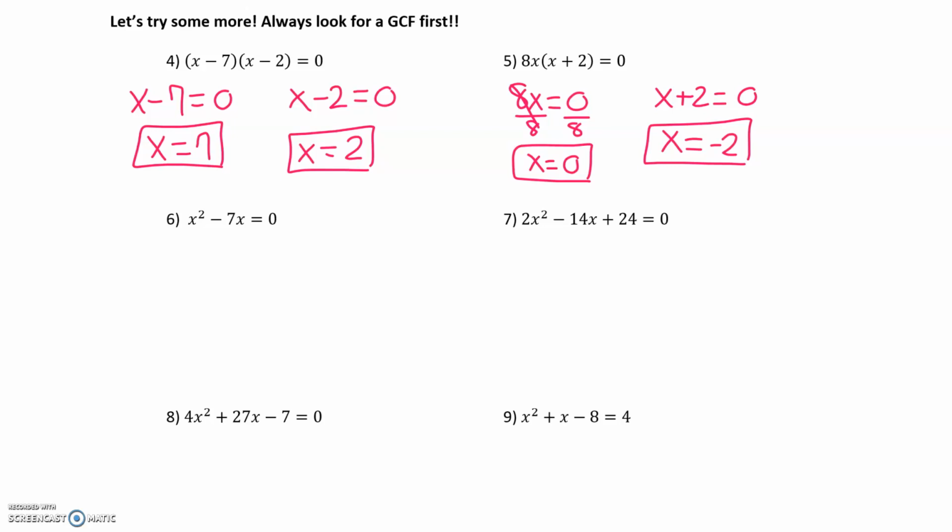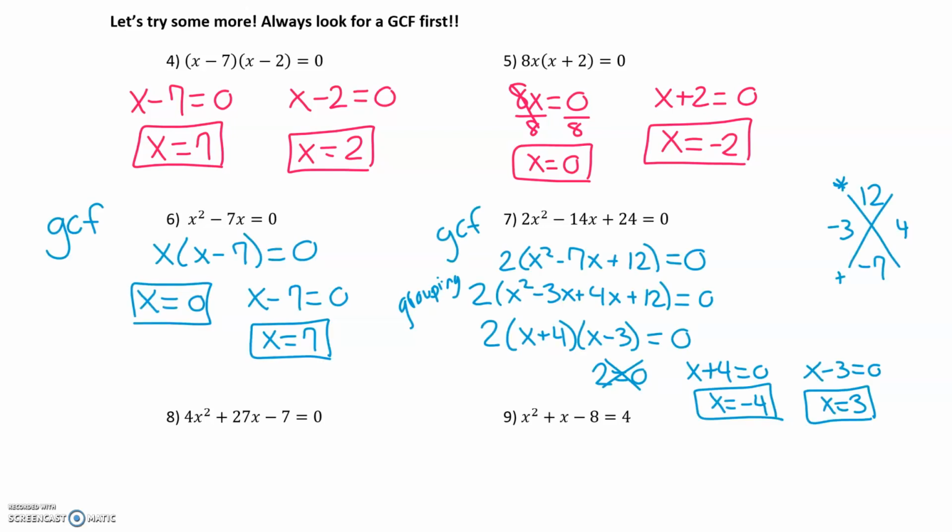All right, let's look at number 6 and number 7. Number 6 is already equal to 0 for us, but we need to factor the left-hand side. Please make sure that you're okay with what we're factoring here. We need to do a GCF. Number 7, you're going to want to do a GCF before you bust the b. So go ahead and take a moment and solve 6 and 7.